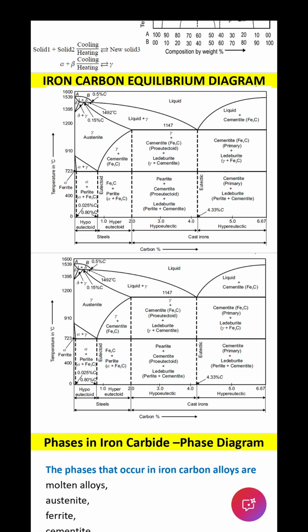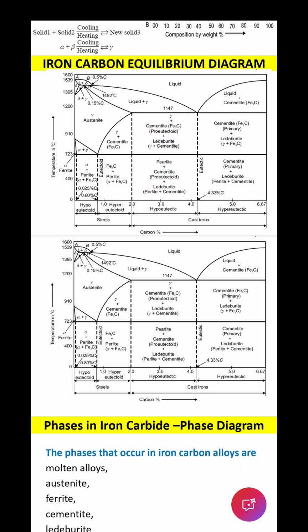Next we mark the temperature of branches. First one is 723 degrees Celsius. We mark the temperature in the iron carbon diagram. Next 1147 degrees Celsius and 1492 degrees Celsius. So we must remember the temperatures clearly. First we mark the temperatures on the y-axis, then we go for the percentage of carbon on the x-axis. The carbon percentage varies from 0% up to 6.67% of carbon.